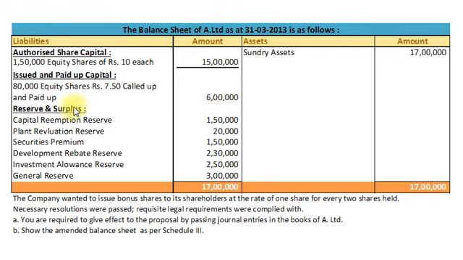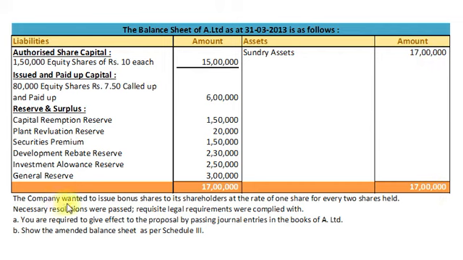Reserve and surplus. Capital redemption reserve 1,50,000. Plant revaluation reserve rupees 20,000. Securities premium 1,50,000. Development rebate reserve 2,30,000. Investment allowance reserve rupees 2,50,000 and general reserve 3 lakh. Total on liability side rupees 17 lakhs. Whereas on asset side we have sundry assets amount rupees 17 lakh and balance sheet tally with rupees 17 lakh.